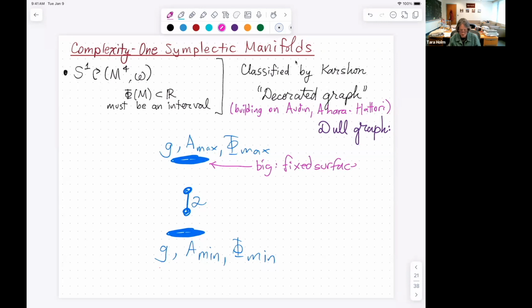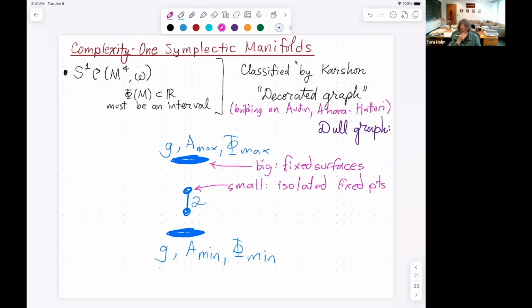So one of the nice things in the toric case is that all of the fixed points are isolated. When we're in the complexity 1 case, we can have isolated fixed points, or we can have codimension 1 fixed sets. Those are complex codimension 1, and so the small vertices correspond to isolated fixed points. And the goal is to classify these up to symplectomorphism.